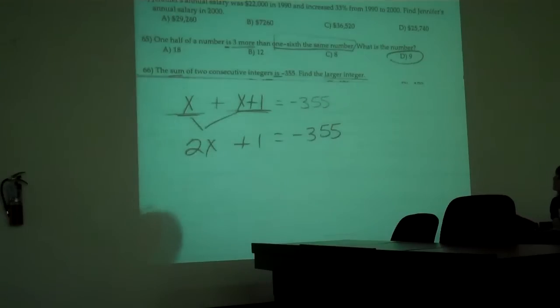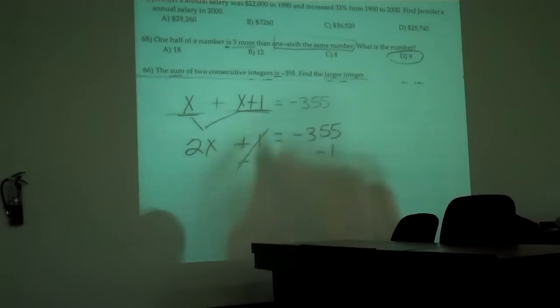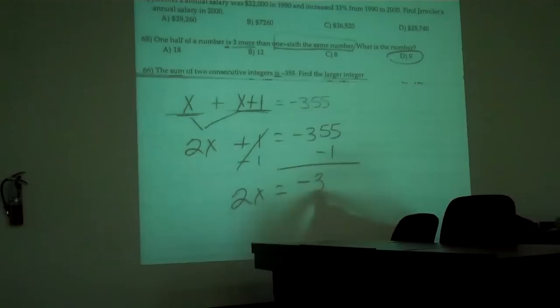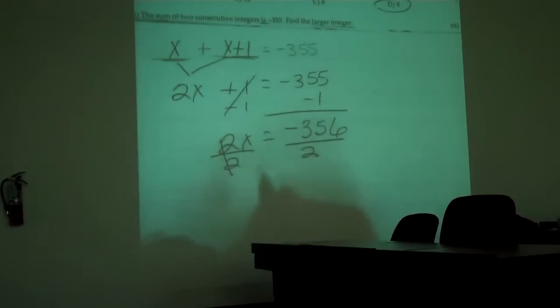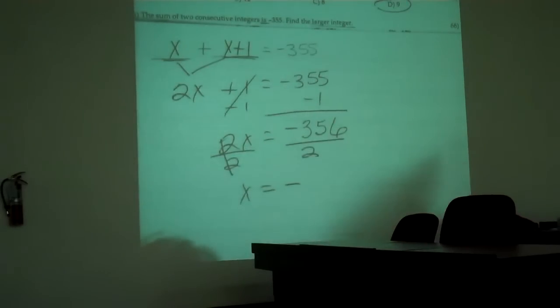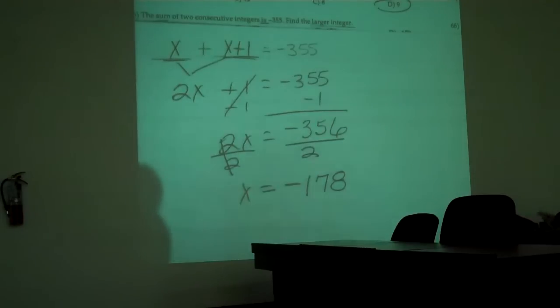Subtract 1, you have 2x equals negative what? 356, right? They're both negative, so you add them. Divide by 2. So x equals -178. Okay, so that's the first number. What's the second number? Add 1 to that. -177.